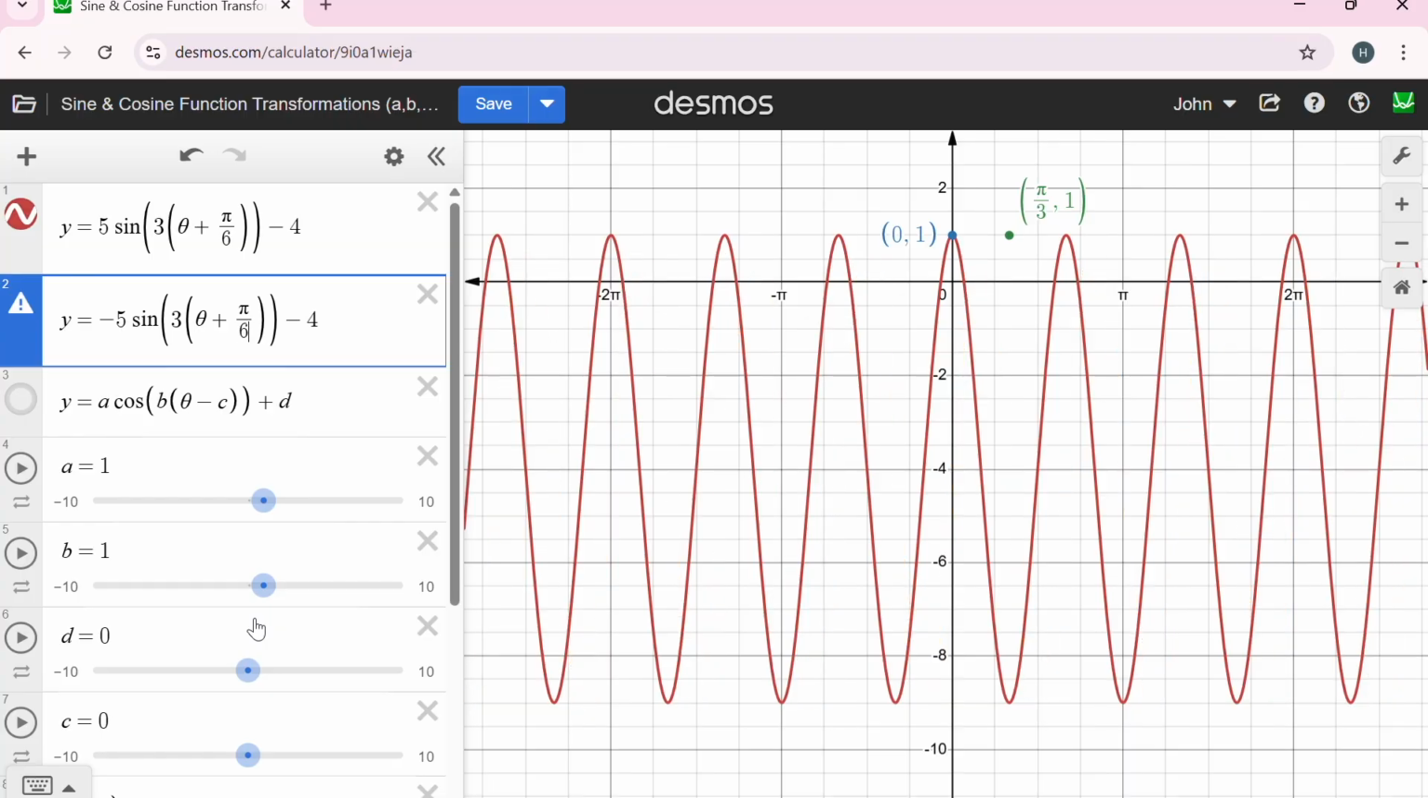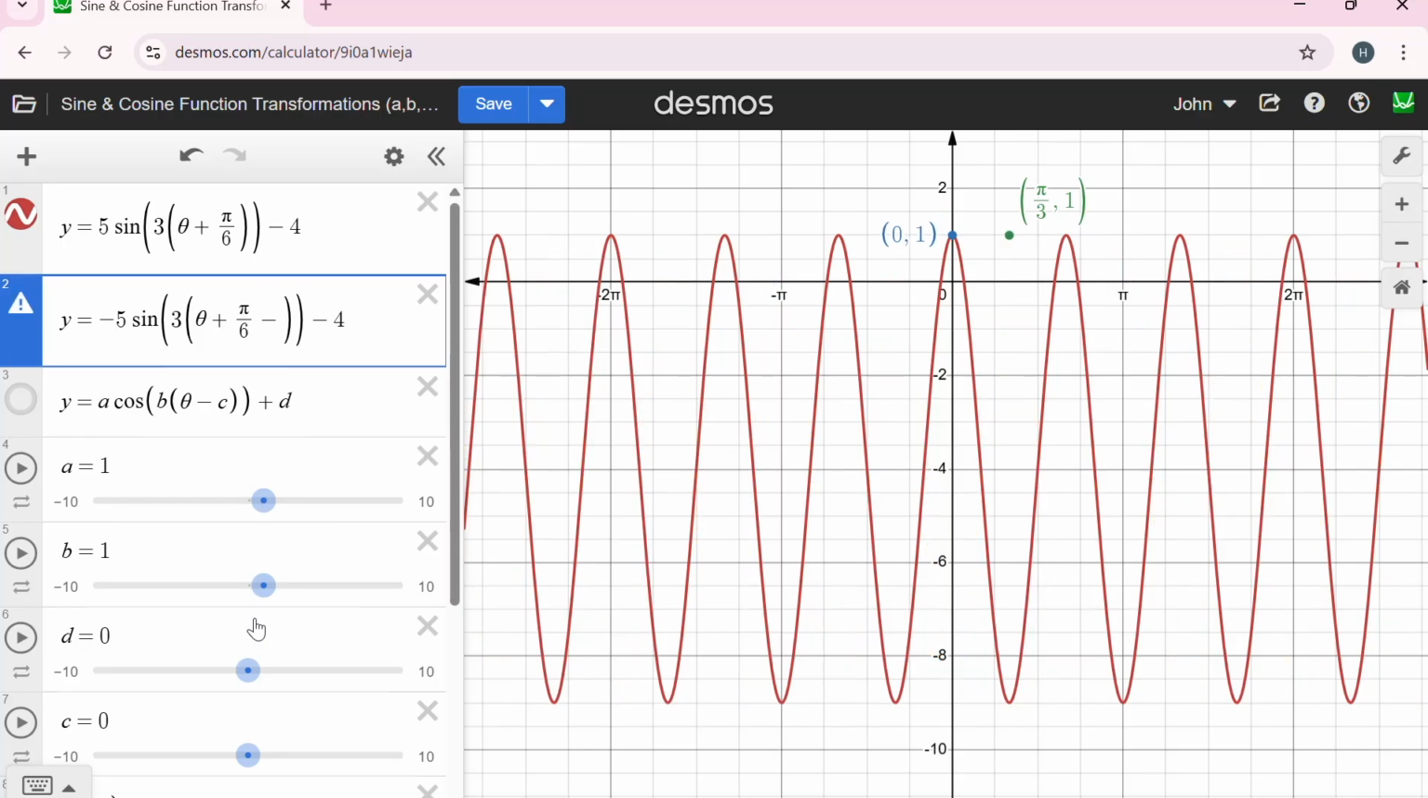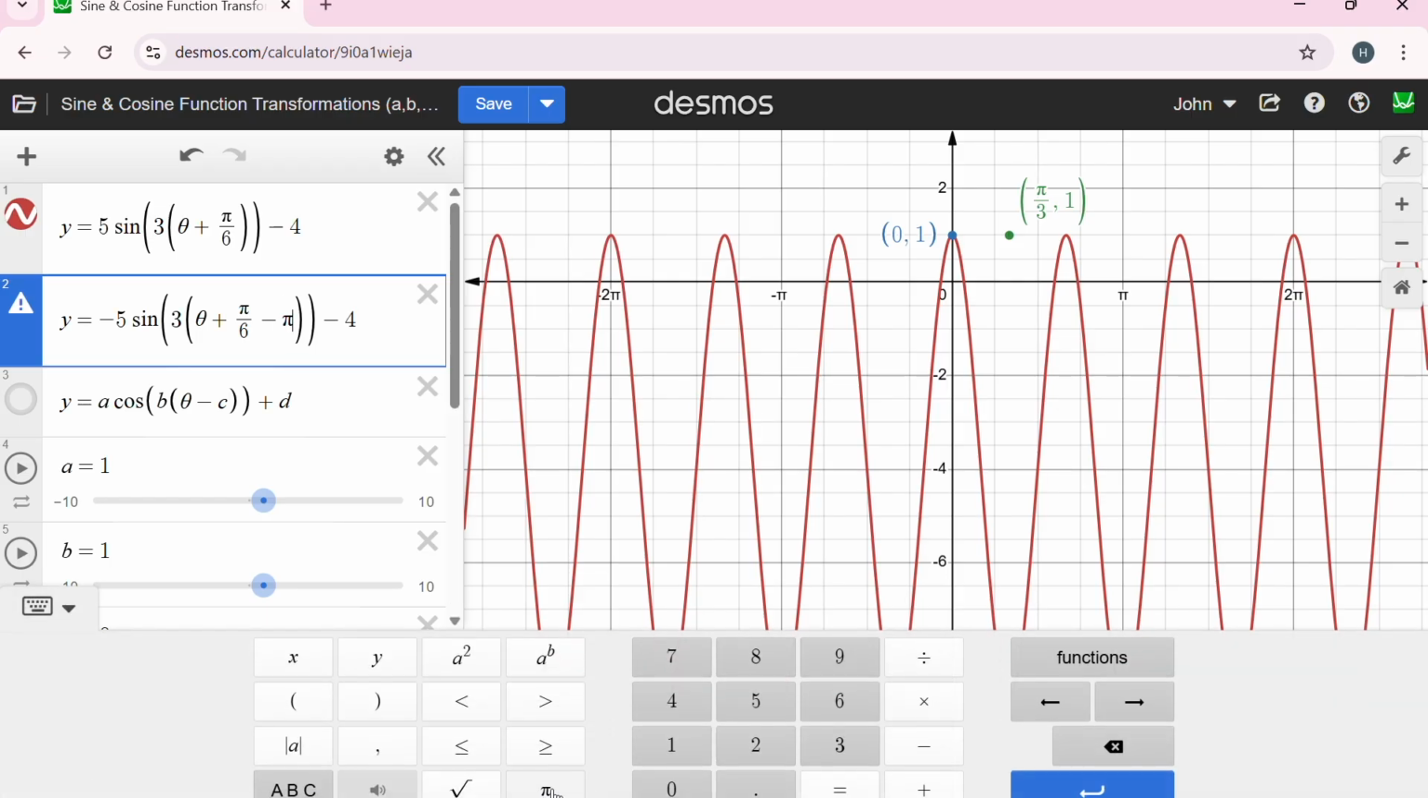Oops. So we started here. If I go pi over 3 to the right, that's adding pi over 3. So I'm going to go, you have to do minus pi divided by 3. And that lines it up. Or if I go to the left, I have to add pi over 3. And you can see that that shifts it to the left.